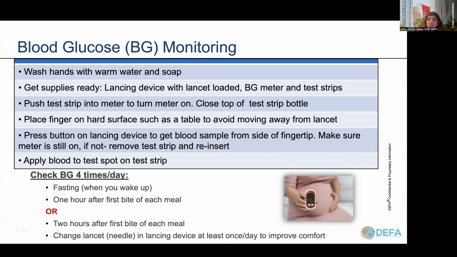Again, the recommendation is to do it fasting upon awakening in the morning and either 1 or 2 hours after each meal. And it's also recommended to change the lancet at least once a day so it's sharper and has more lubricant left on it so it glides into the skin more easily.